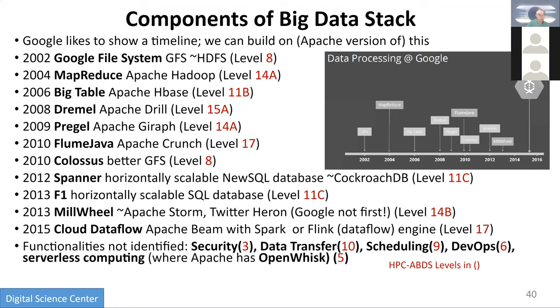Then in 2015, the final one shown here is Cloud Dataflow, which became Apache Beam. And this doesn't cover everything. Google didn't do everything, but they did quite a lot. They didn't put it on their table, but they made the major contribution to DevOps in Kubernetes, which is possibly the most important of these technologies. But they didn't themselves identify it.